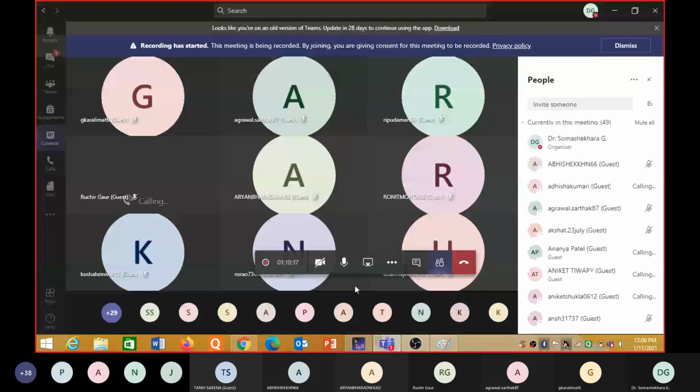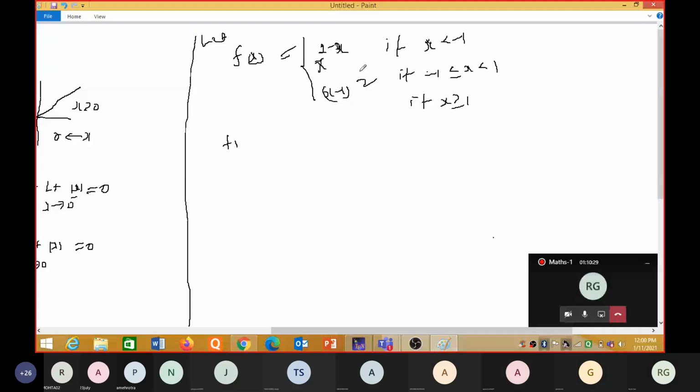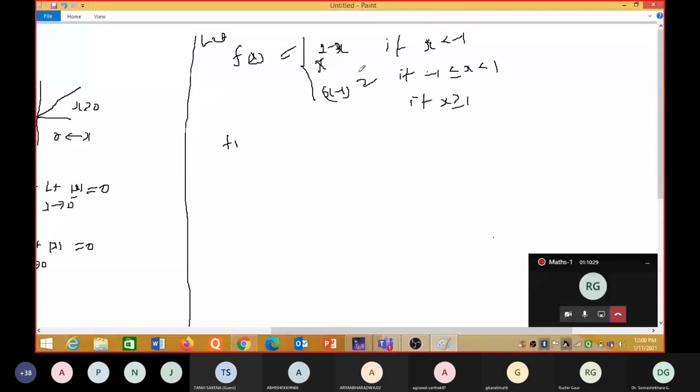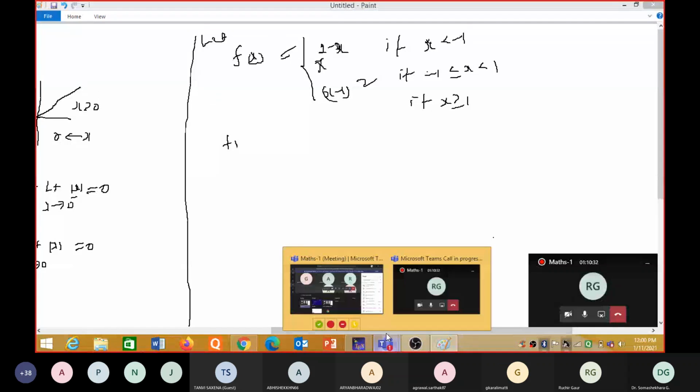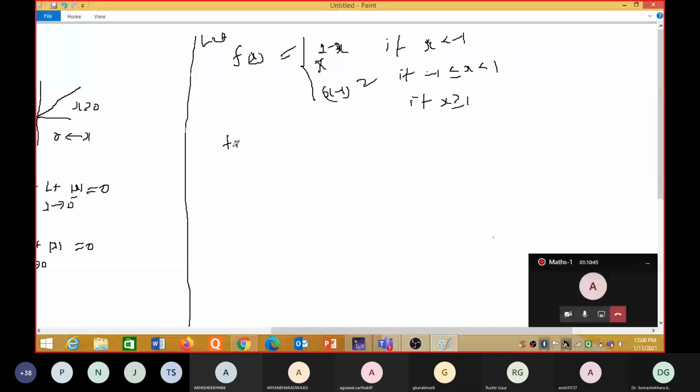Is the screen visible, no? Yes, sir. Hello, the screen is visible. Okay, not visible now, sir. Now it's visible, sir. Okay, this is the given function. Now we have to evaluate the limit of this function at the given point.